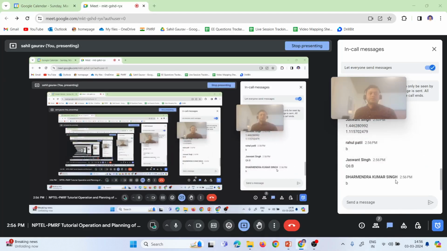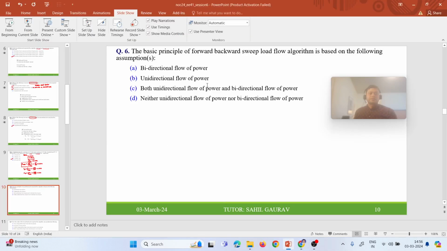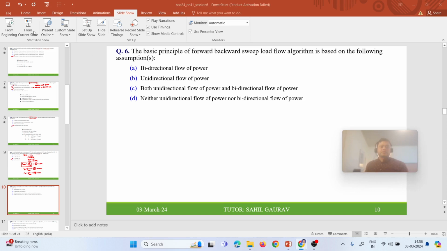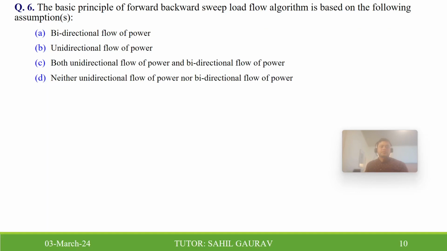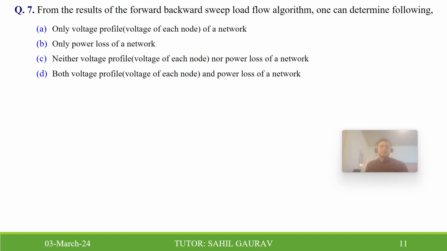Yes, Dharmender Singh, Jaswant Singh, Lekha, all of you are correct. Unidirectional flow of power. So B option is correct. Unidirectional flow of power. Moving to the next problem.